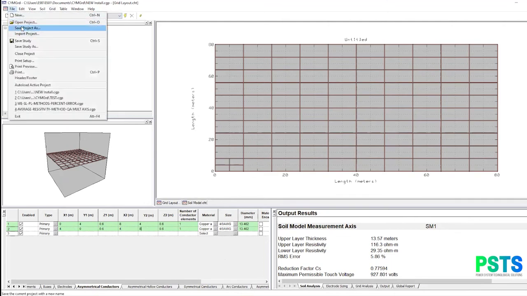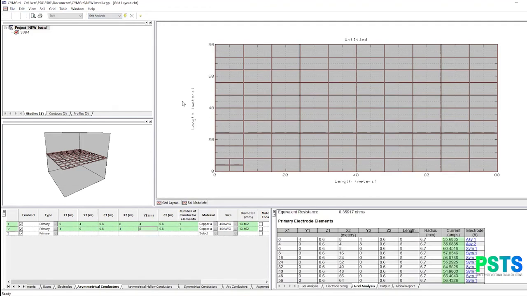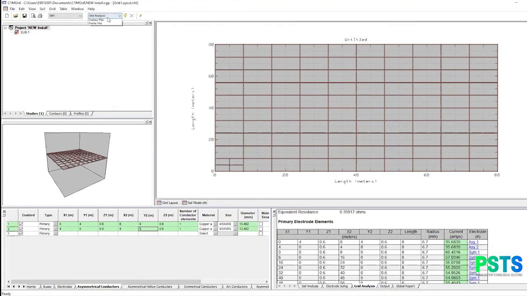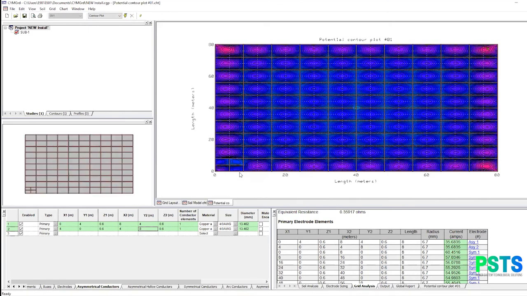So I can save the study, and we can do a contour plot again. See, no more danger zones here. You can do the same thing on all four corners. That will alleviate the problem.